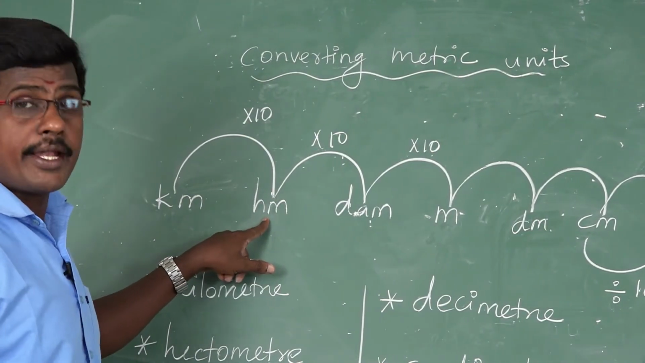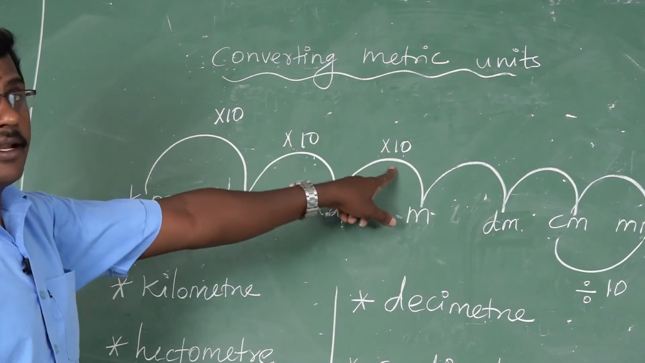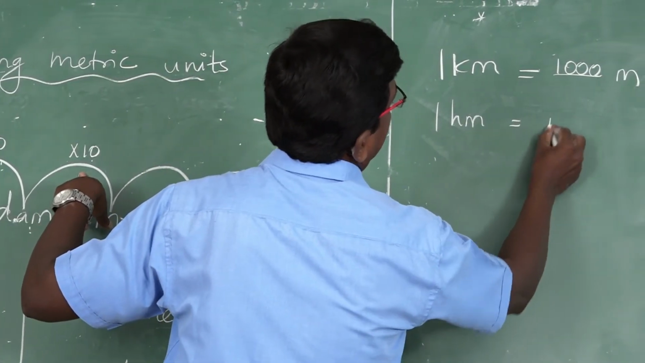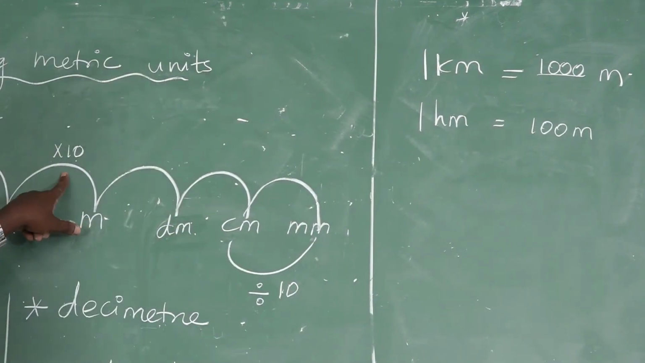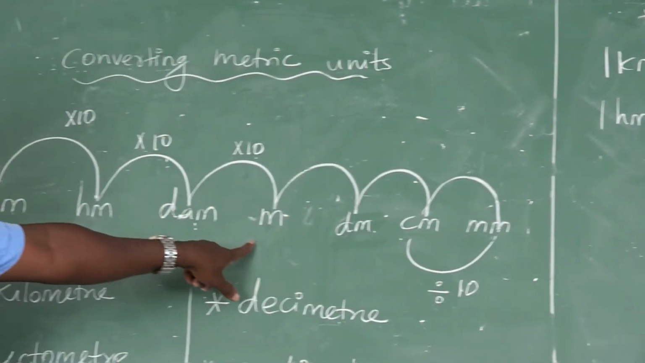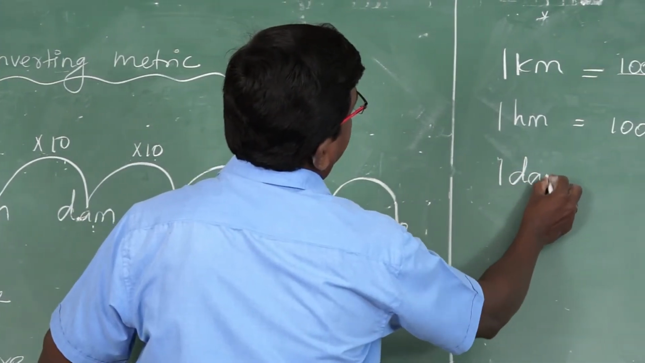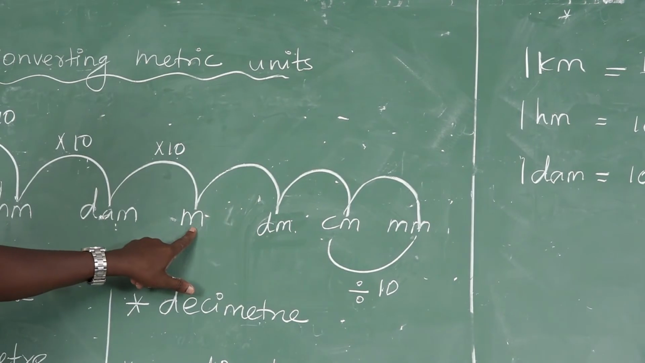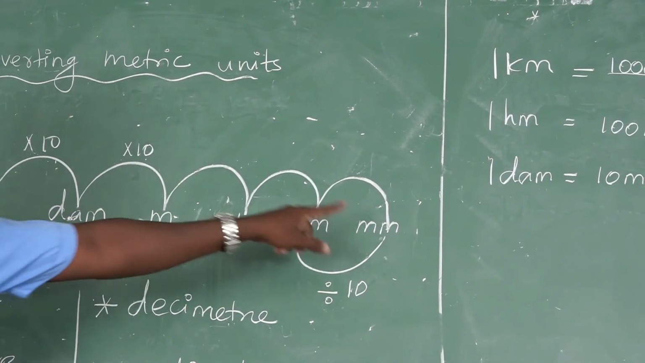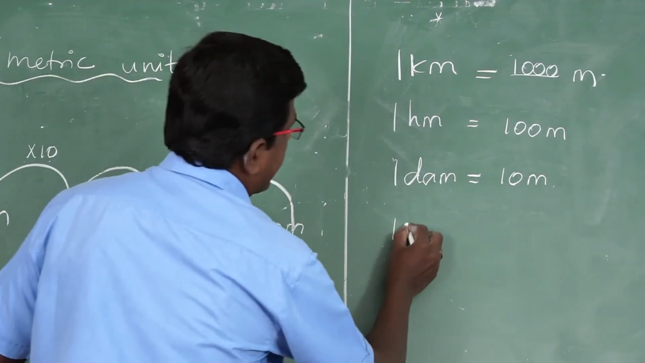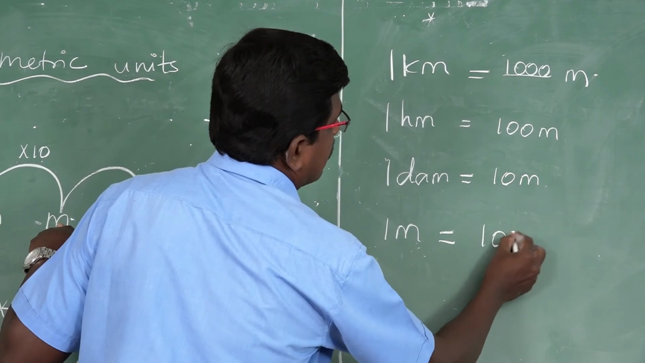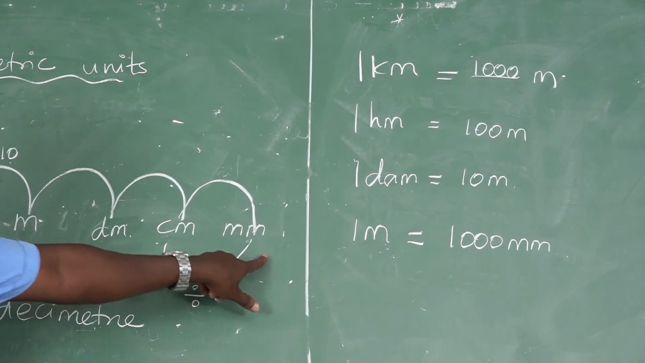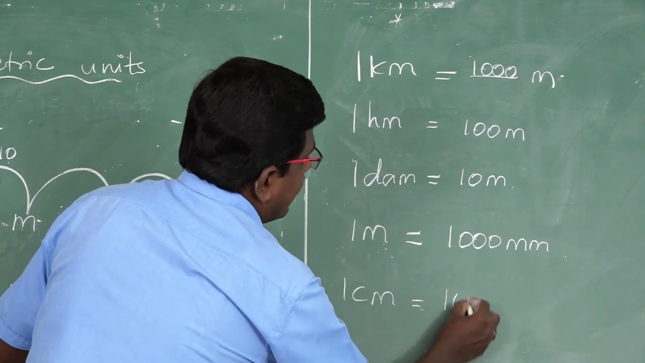Next, 1 hectometer equals how many meters? 10 times 10, 100 meters. 1 decameter equals 10 meters. These are multiple values. So 1 meter equals how many millimeters? This is biggest to smallest, so again multiply by 10. 1 meter equals 1000 millimeters. 1 centimeter equals 10 millimeters.